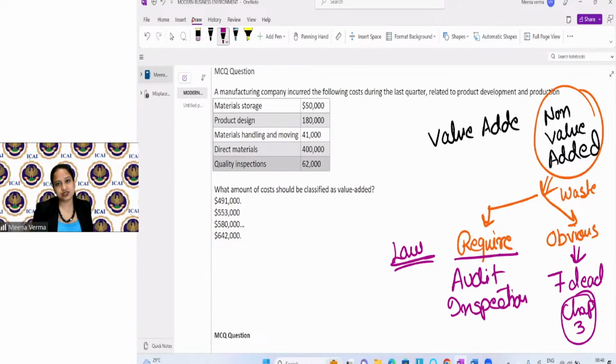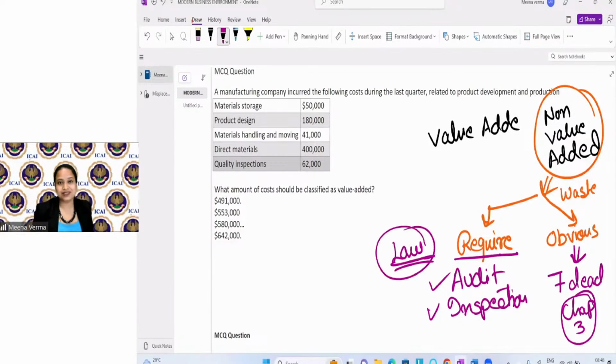Inspection is a waste actually. Why are you inspecting the units? Produce the quality product right the first time. When you know your process is so good, your entire activity is so good that you are always producing a quality product, you don't need inspection, right? When you know everything is good, you don't need inspection. So actually inspection and audit is also a waste activity.